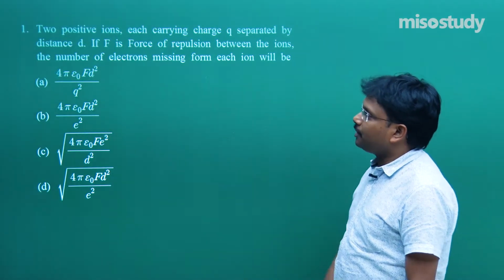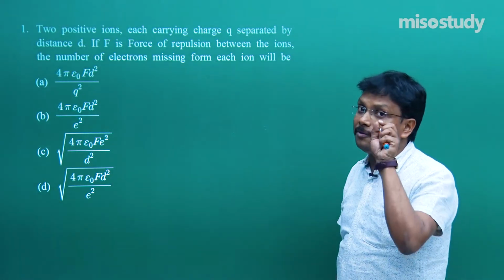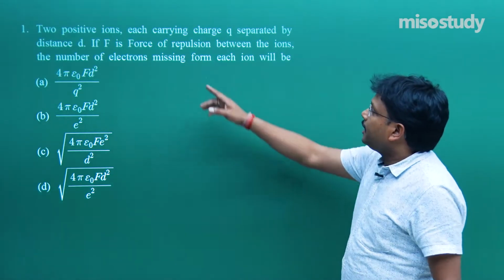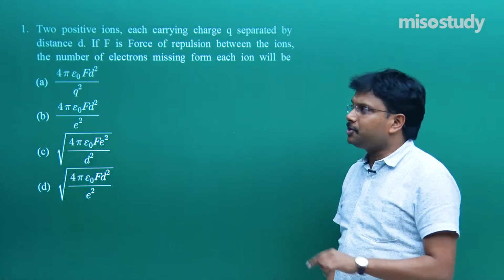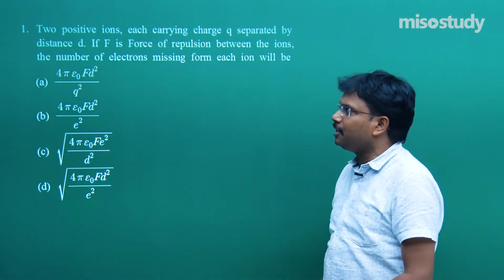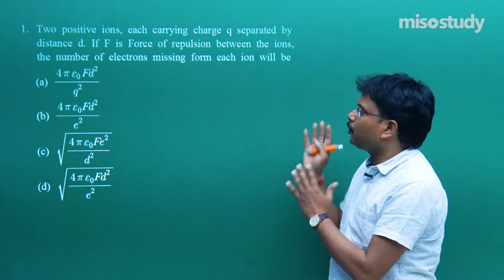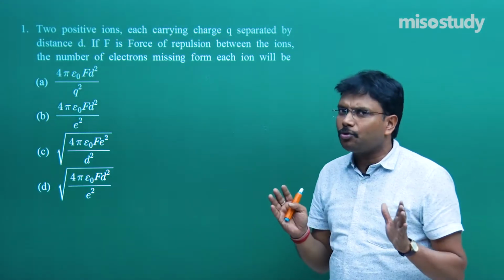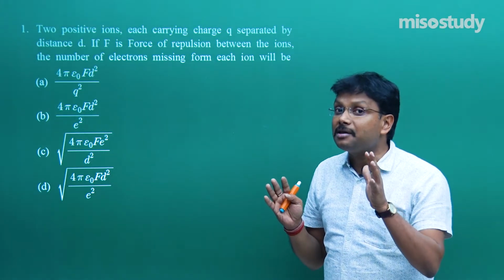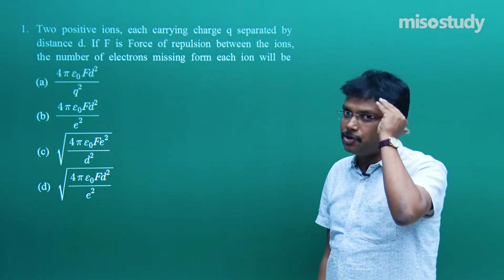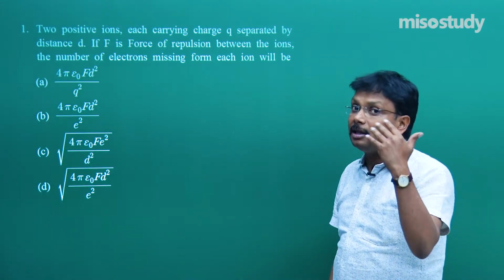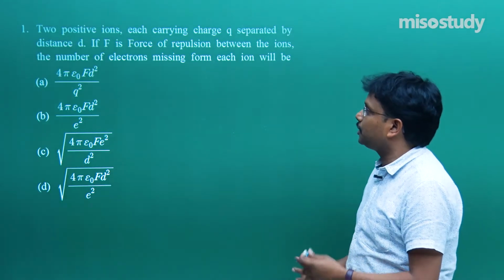Now you have two positive charges. Be very careful from the very first word of the question. Each carrying charge q, separated by a distance d. One thing is quite sure: because the charges are positive and the question is talking about force, the force is going to be repulsive in nature because the nature of the charges is the same. So this point should start clearing in the mind from the start of the question.